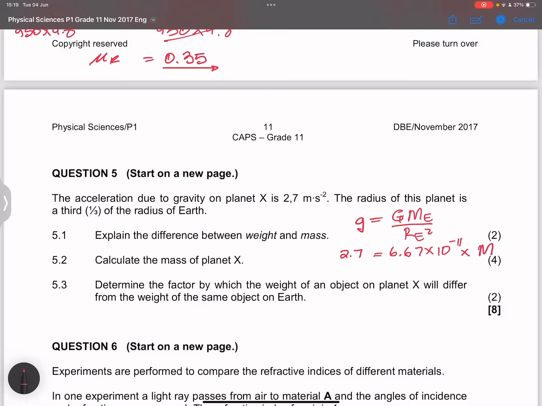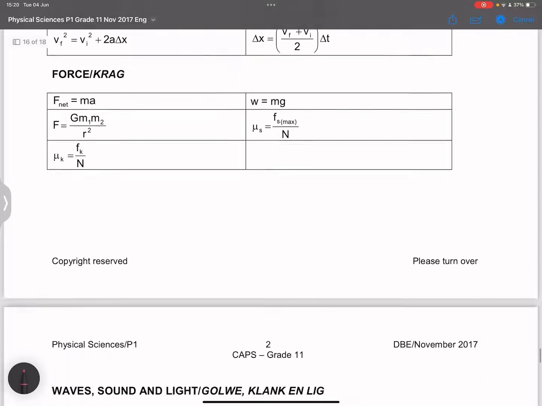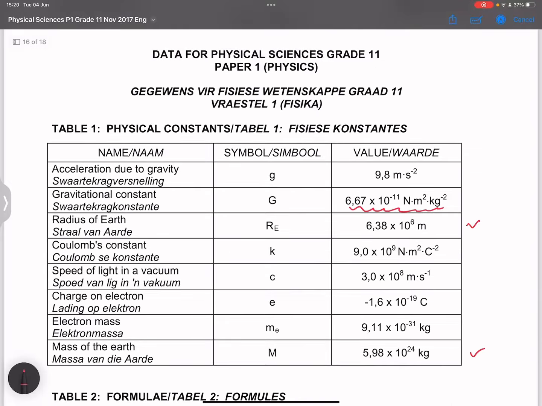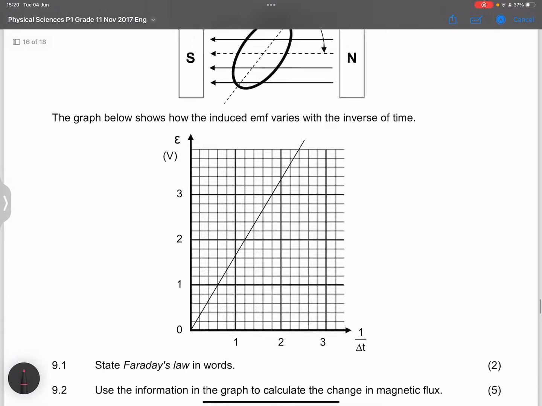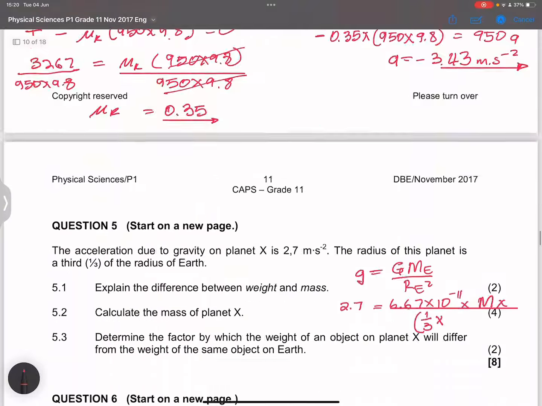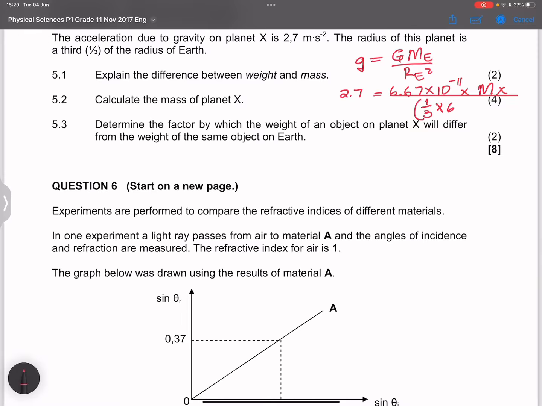okay, so this is going to be the mass of planet X. So let's say mass of X. And we know that the radius is a third of the radius of the Earth. Right, now please remember, we said the radius of the Earth, now please note, 6.38, rather, times 10 to the power 6, okay? So this would be 6.38 times 10 to the power 6, but this is squared.